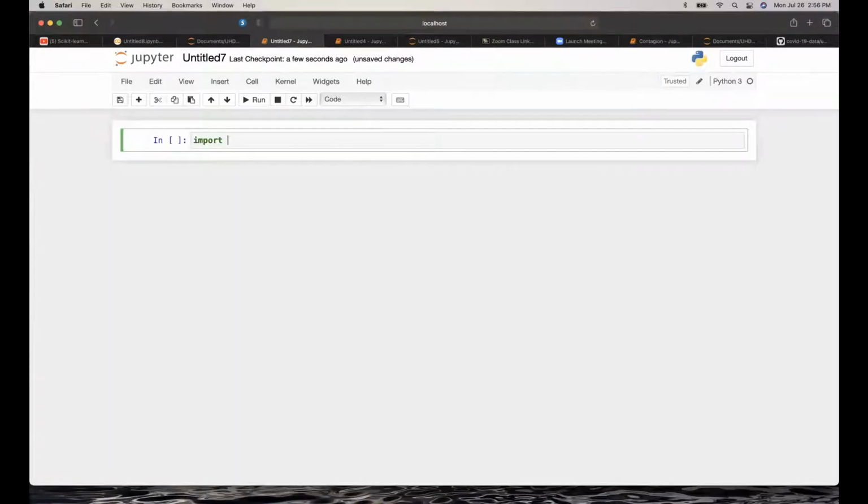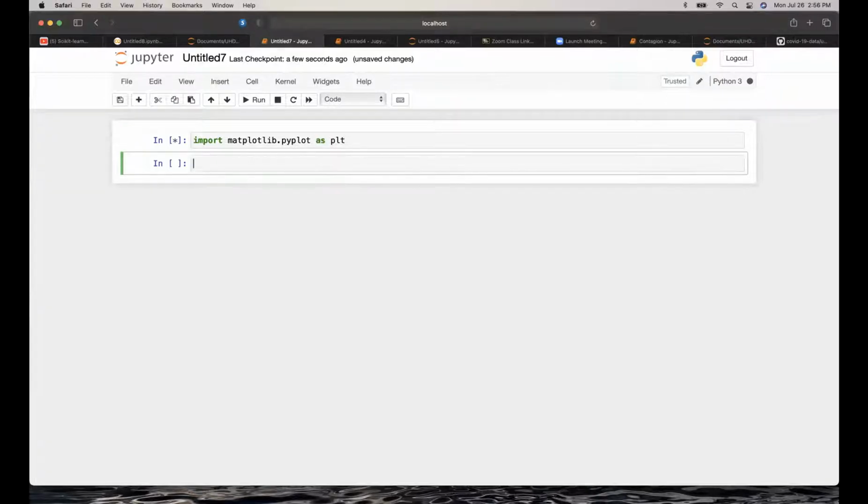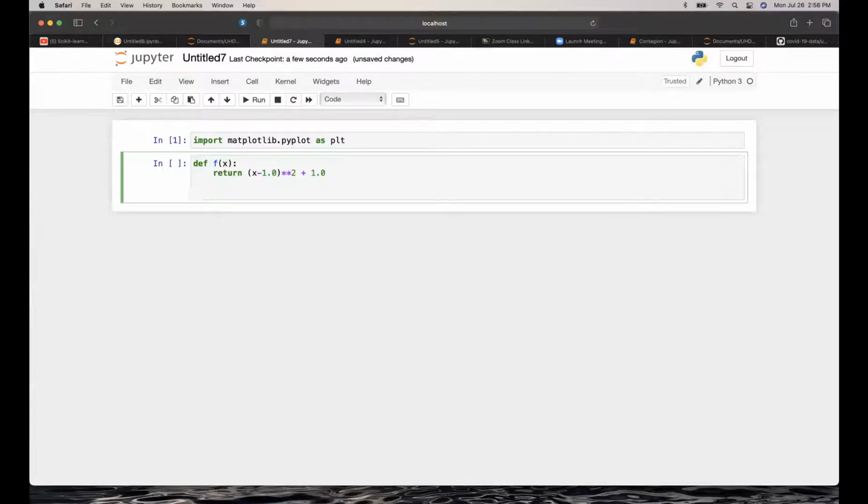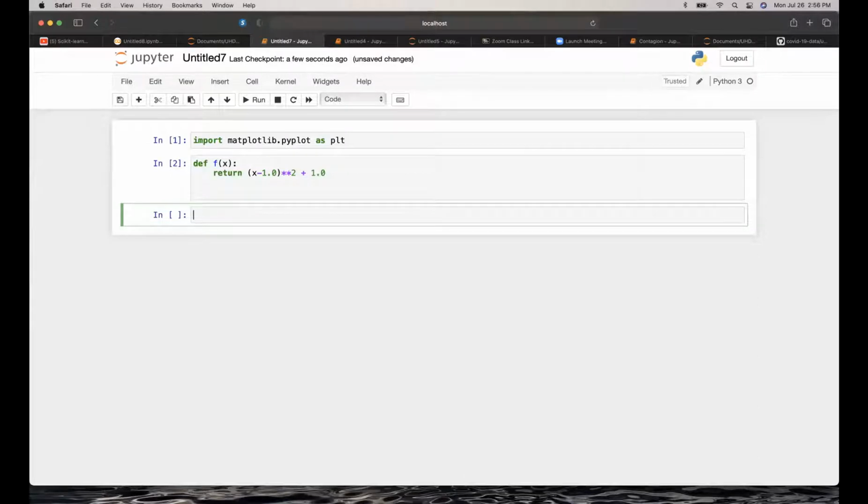Okay, so do some plotting. And then what was our function? f of x equals, say, return x minus 1.0 all squared plus. And so we can look at the plot of this, I suppose.